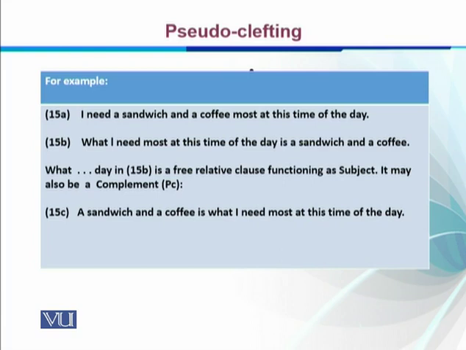What I need most at this time of the day, in 15b, is a free relative clause functioning as a subject. It may also be the complement. A sandwich and a coffee is what I need most at this time of the day. So now it has become a complement, a predicate complement, right? So this is pseudo-clefting. These are different types of clefting that we have seen, and that can be used to give variety and style to our sentences.